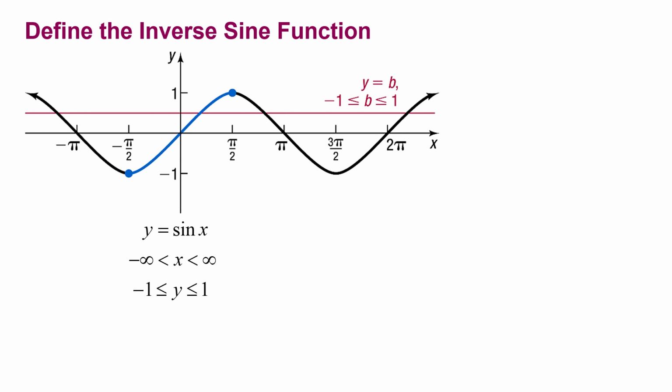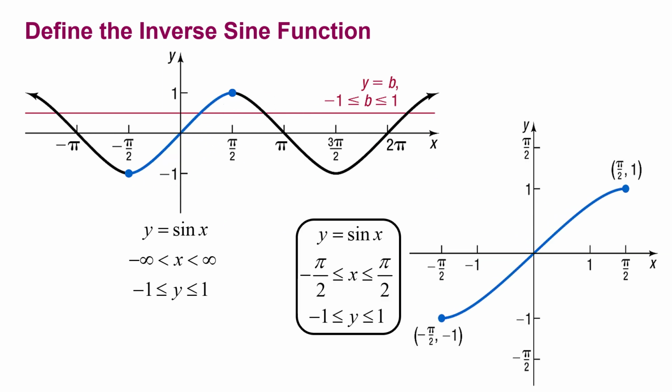So to define the inverse sine function, we need to restrict the domain of the sine function to be negative pi over 2 to pi over 2 inclusive. This segment of the sine function will be one-to-one. Now, there are other restrictions that we could use for the domain to make the sine function one-to-one, but the one that's used here is a universally accepted restriction.